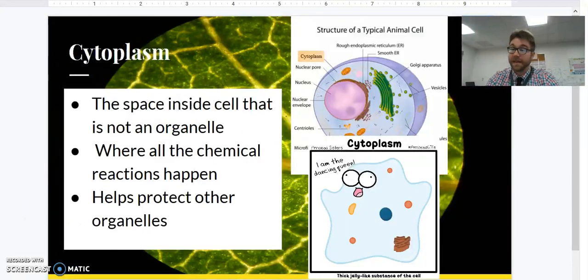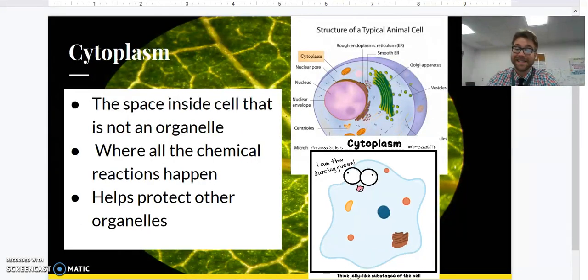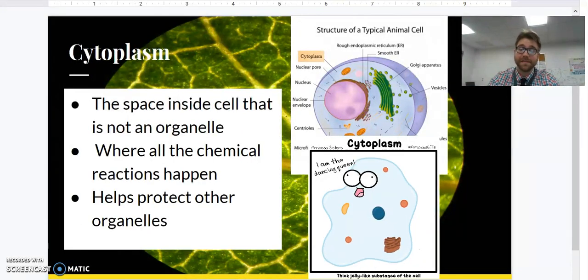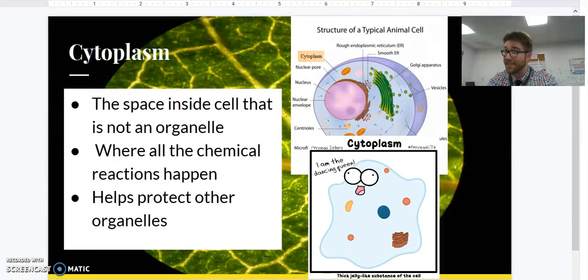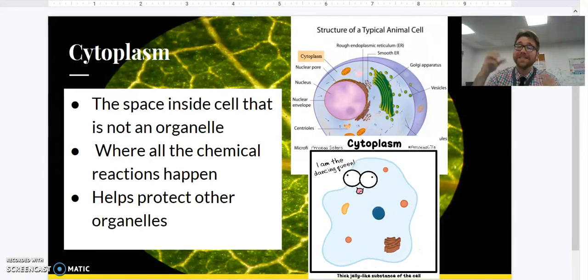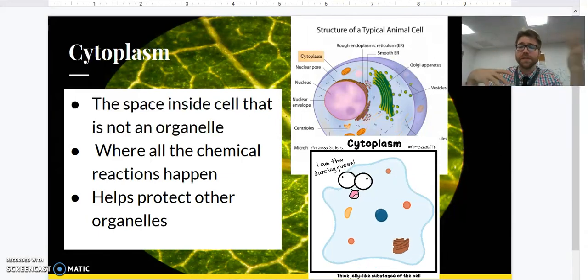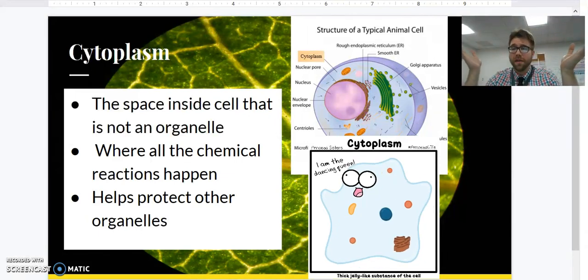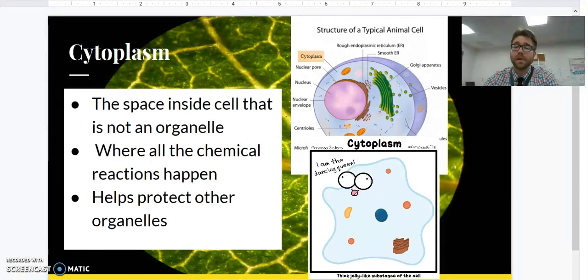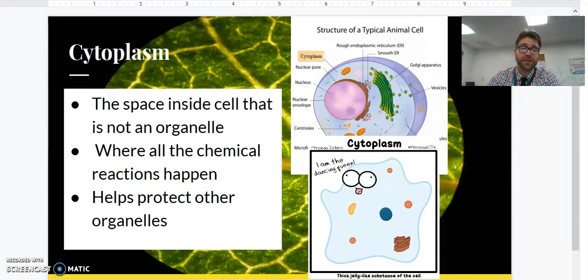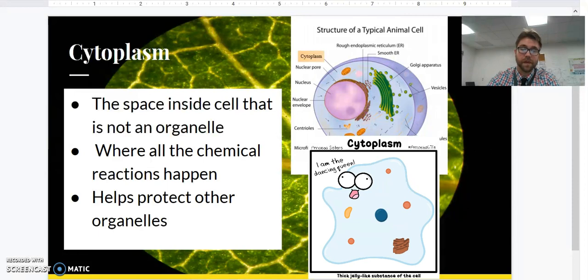Alright, something else that we're going to find a lot of in the cell is the cytoplasm. The cytoplasm is the space inside of the cell that is not an organelle. It is just this jelly-like material that kind of cushions and protects all the other organelles. It's also where all the chemical reactions are happening for the cell.